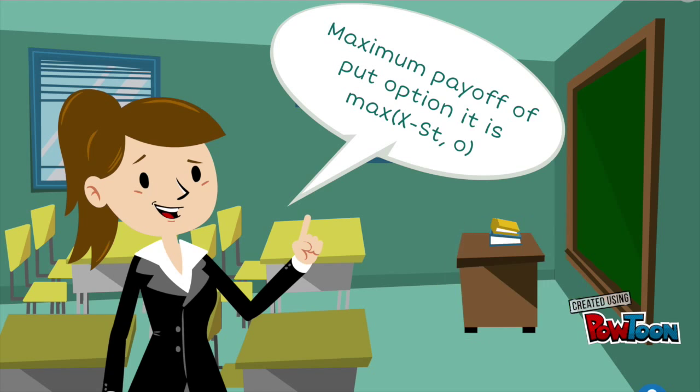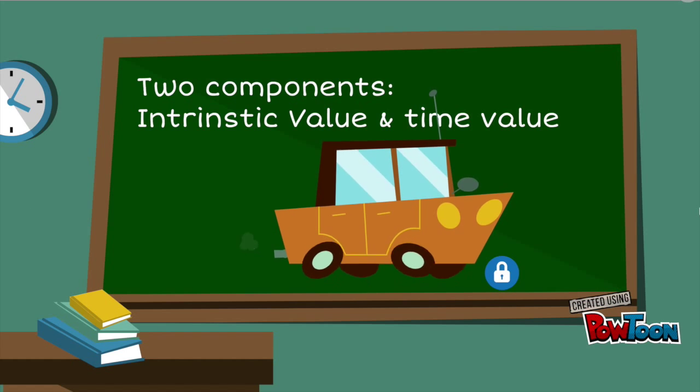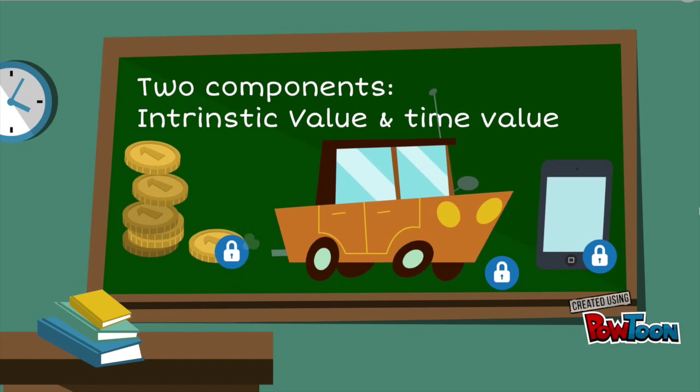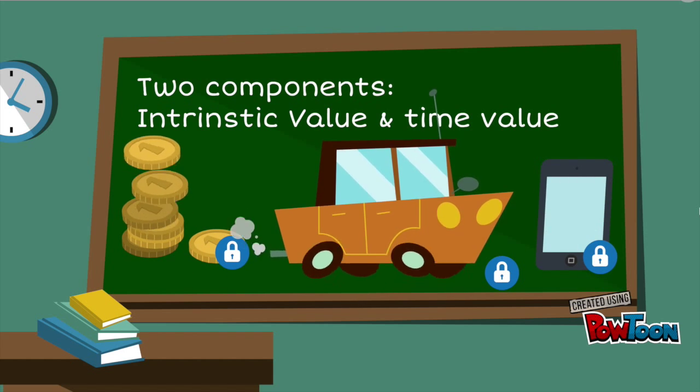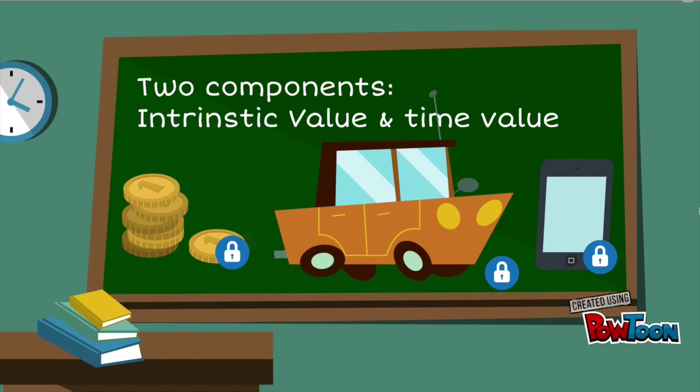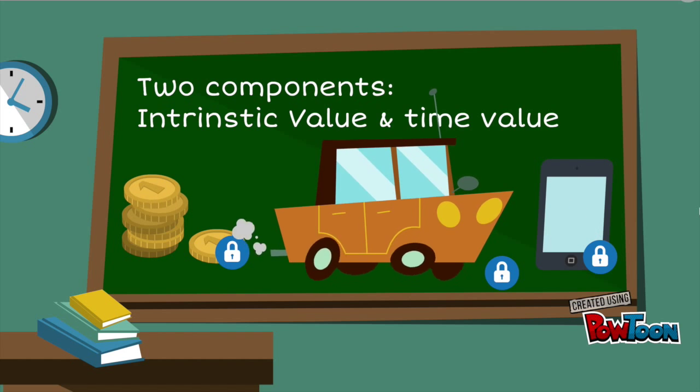The value of a stock option can be broken down into two components called intrinsic value and time value. Intrinsic value is the difference between the value of the stock and the exercise price, the price at which the stock can be purchased by the holders of the options.